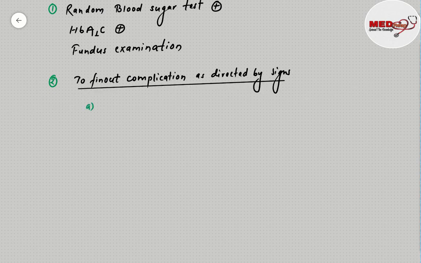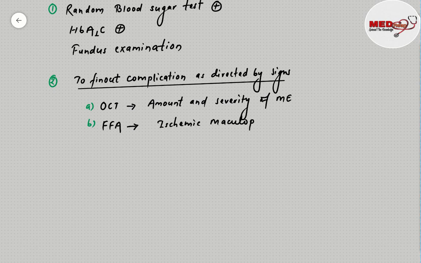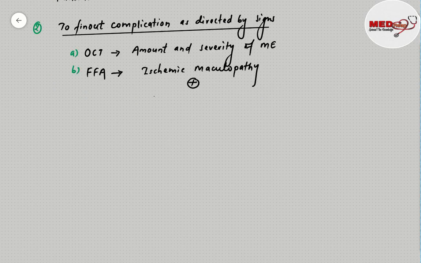The first investigation to detect the complication is the OCT, which measures the amount and severity of the macular edema. The second investigation here is the fundus fluorescein angiography. This is used to detect the ischemic maculopathy as we have seen before and to see the area of neovascularization.